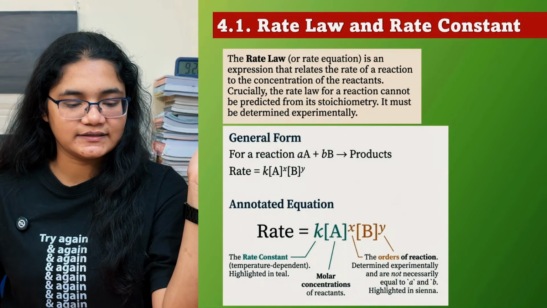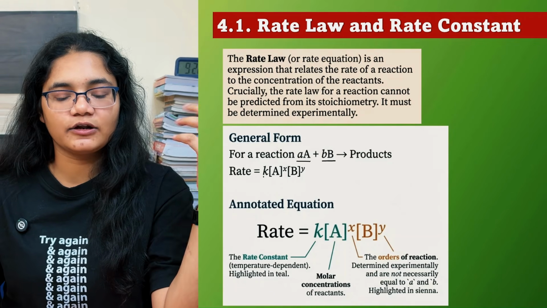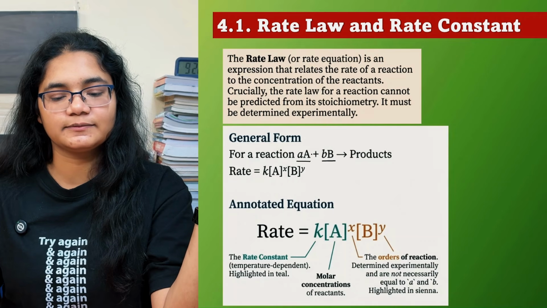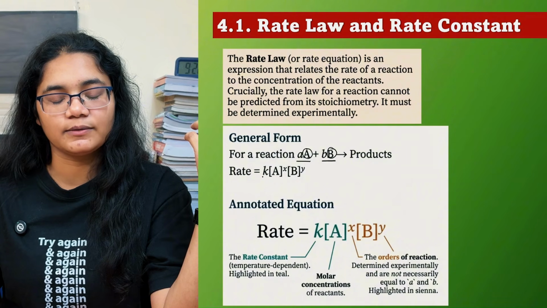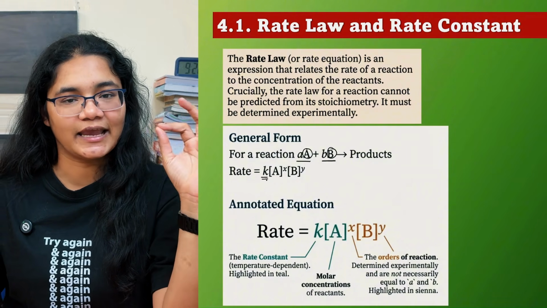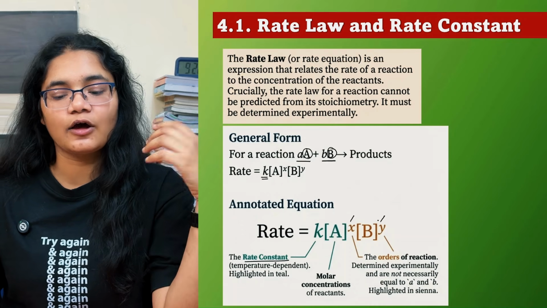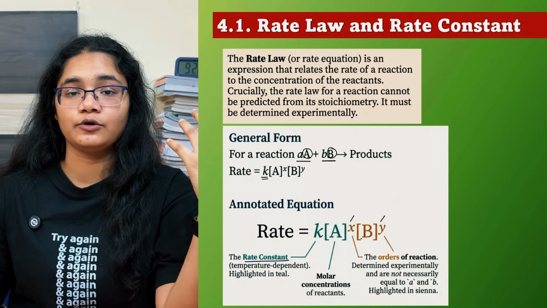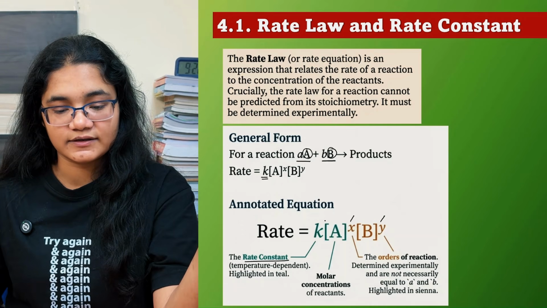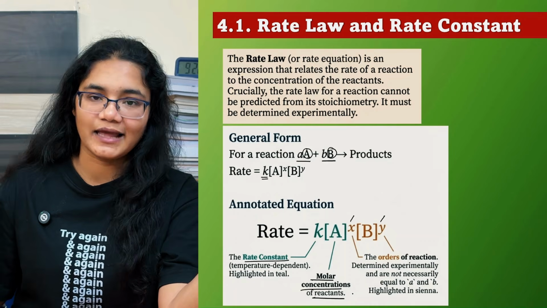Suppose any reaction is there, A gives you B. Then for that the rate law is, rate is basically proportional to the concentration of A and concentration of B. To remove that proportionality, we multiply by K, which is called your rate constant. And this x and y are the order of the reaction. x is the order with respect to A and y is the order with respect to B. And the square brackets denote the molar concentration of the reactants.